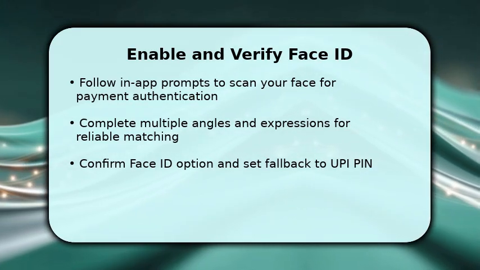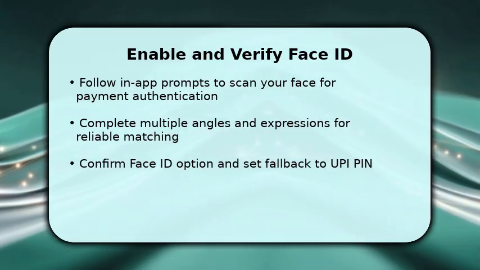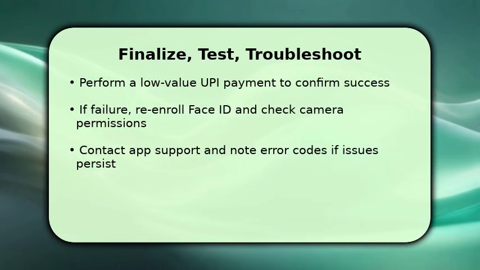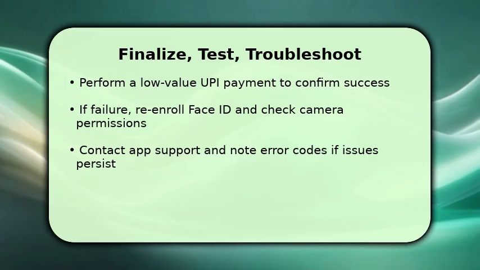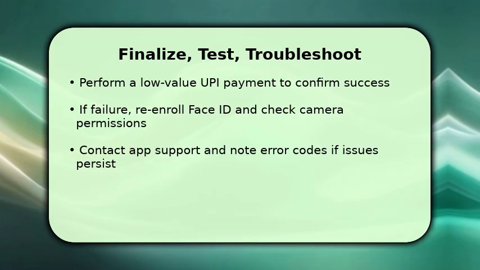After confirmation, run a small test transaction under a low amount to verify the biometric flow works correctly. You finish by executing a small UPI payment using Face ID to confirm the setup. When prompted, authenticate with your face, then enter the UPI PIN fallback if required.